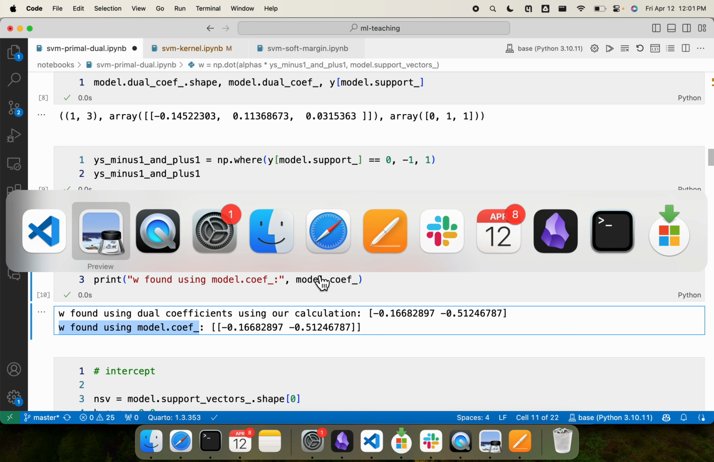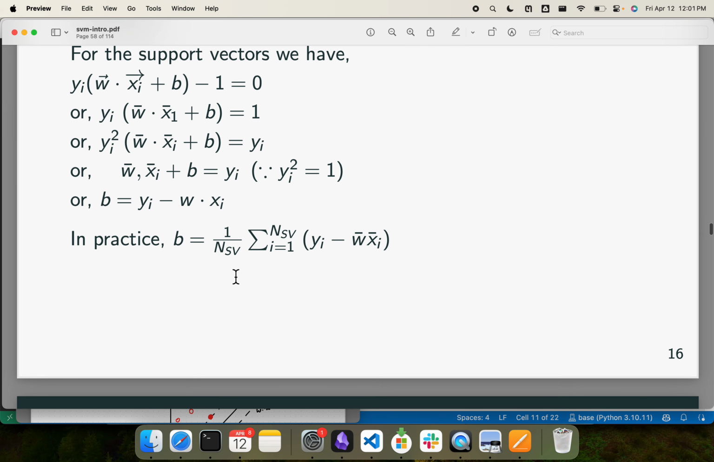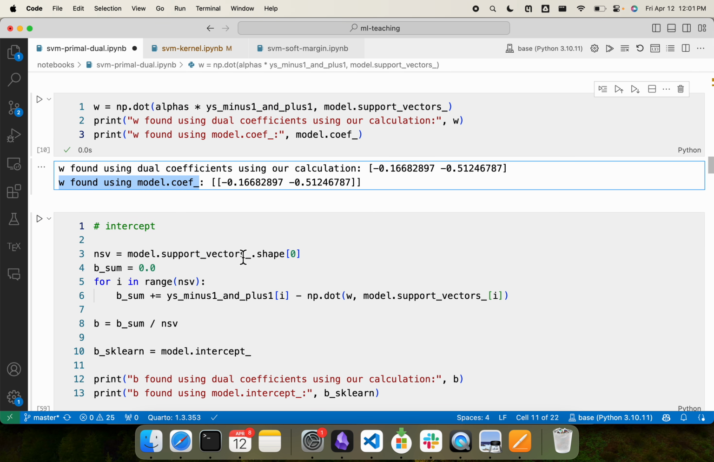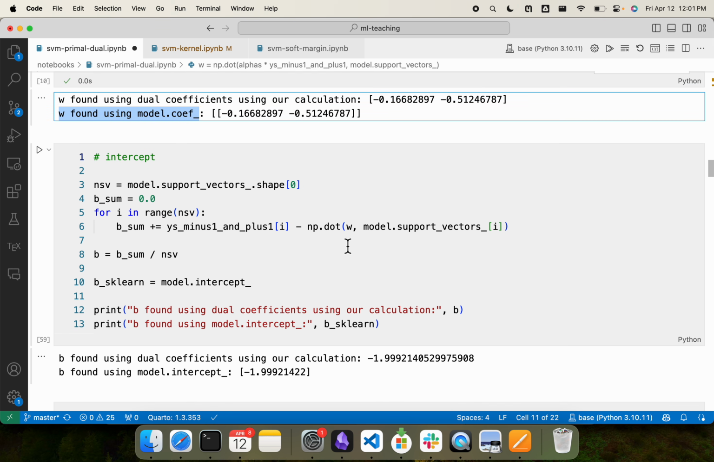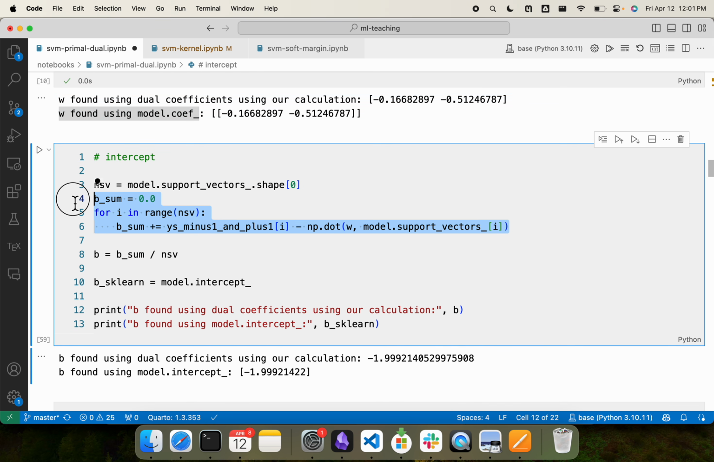Now we also looked at how to calculate the b value, or the intercept. In the dual form, we sum the values of yi minus w dot xi for all the support vectors, and then we divide that by the number of support vectors. Here I am writing it explicitly rather than using vectorized notation. I get the number of support vector points.